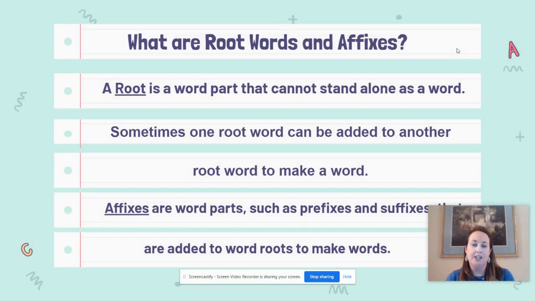So first up, we're going to talk about what are root words and affixes. A root is a word part that cannot stand alone by itself. But sometimes you can take those roots and combine them to make a word. And then your affixes are going to be your prefixes and suffixes that you either see before or at the end to make a word. So let's look at some examples of roots.